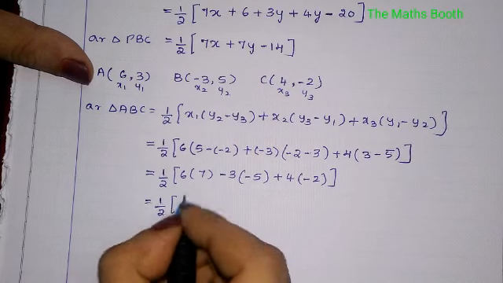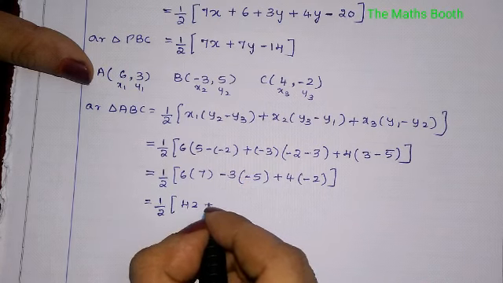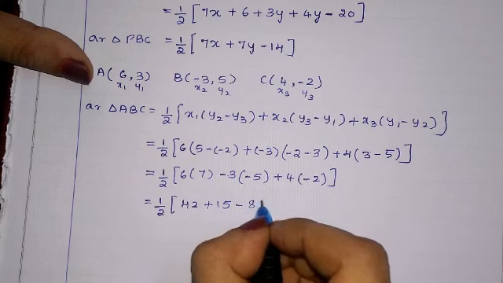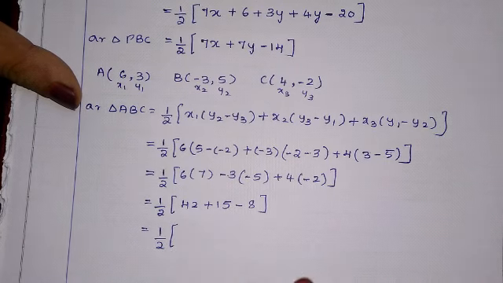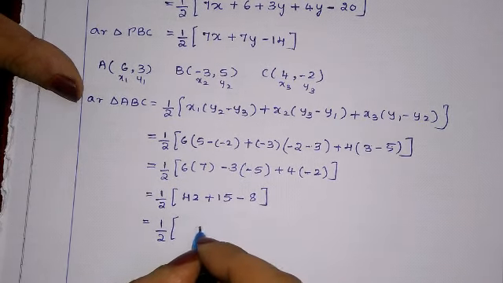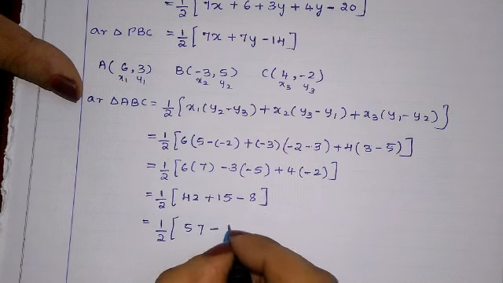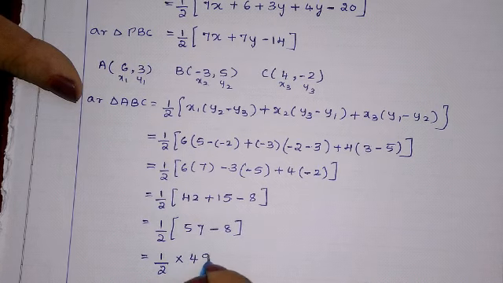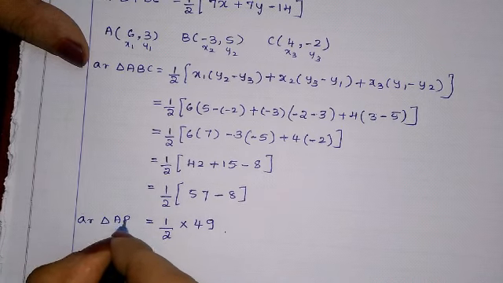Half of 6 7s are 7, 6 7s are 42, minus, plus 5 3s are 15, plus, minus 4 2s are 8. Now let us see. Half of 42 plus 15 is 57, 57 minus 8 is 49, so half into 49. So we got the area of triangle ABC as this.